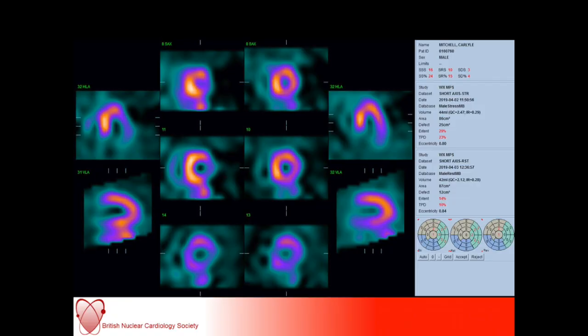This is the sliced reorientated data, and it shows on the stress images that actually the gut uptake is overlapping with the inferior wall, less so on the rest images on the right hand side of the panel. But I think immediately you can appreciate that there's a problem in the lateral wall of the heart.